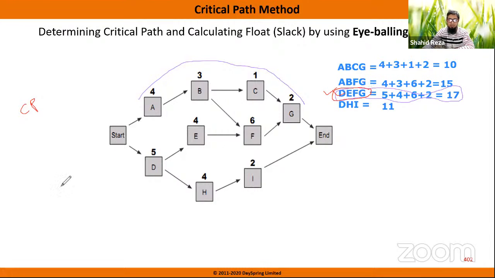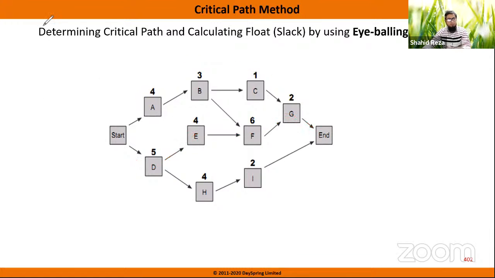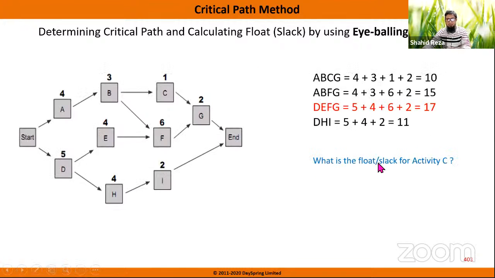And if you are asked to find out the duration of the critical path, then it is 17 days. So this is the critical path, DEFG, and this is the longest path. So the longest path in the network diagram is known as the critical path. If you see the next slide, you will get the answer there. Okay, so this is the critical path.